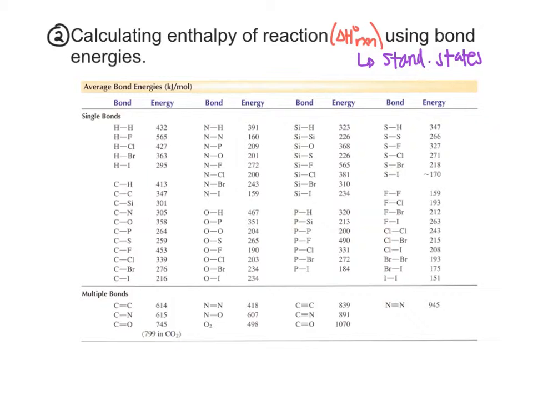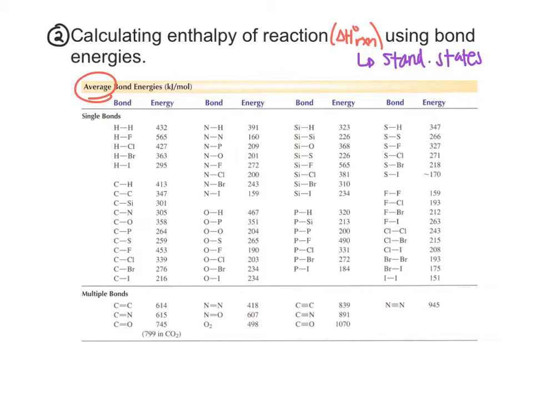So it has to absorb energy to break it. So all bond energies are going to be an endothermic process because you have to add energy to break that bond. And the second thing that I want you to notice is that the bond energies are an average bond energy.